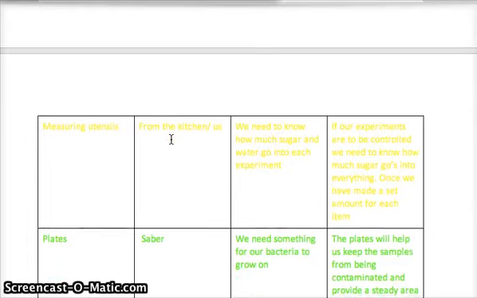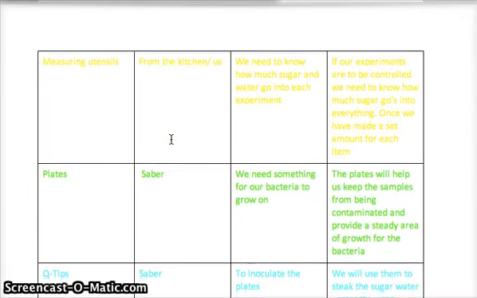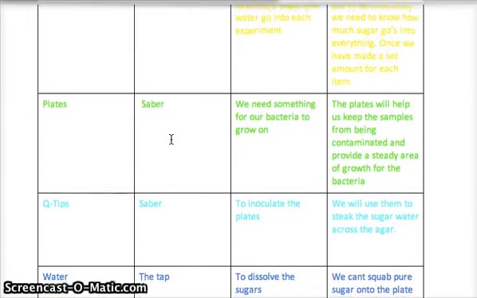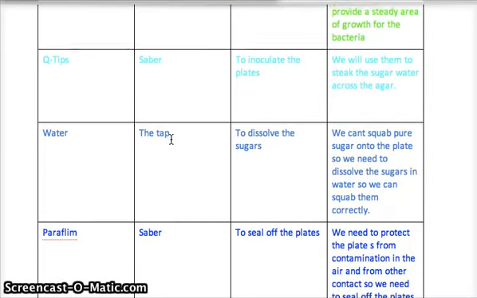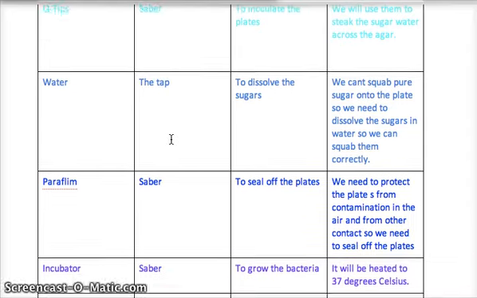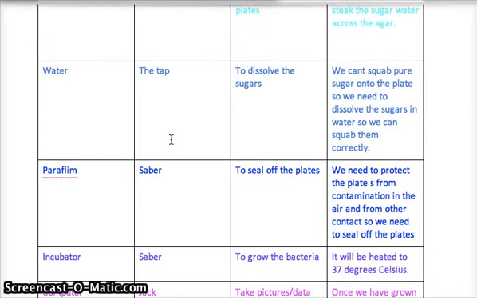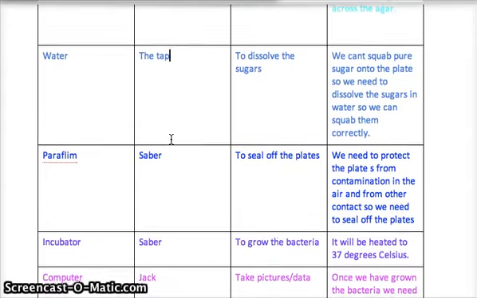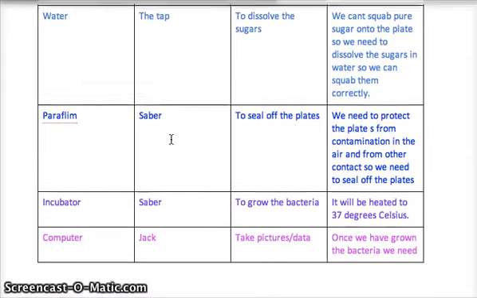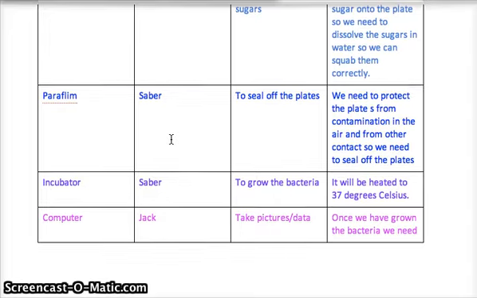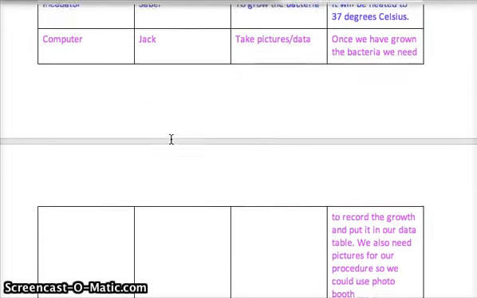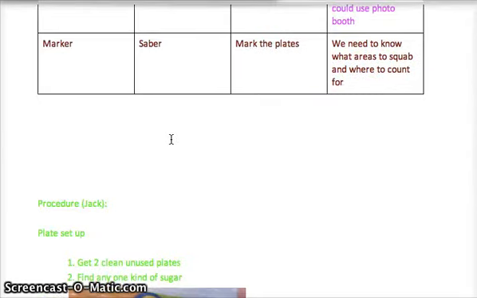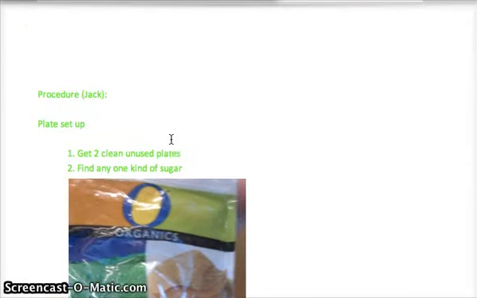Measuring utensils for measuring out the water that we add and the amount of sugar. Plates or petri dishes from our science teacher Saber. Q-tips to act as the inoculating brush onto our plates. Water obviously to dissolve the sugars because we can't add it straight onto the petri dish, parafilm to seal off the plates when we put them into the incubator, an incubator to grow the bacteria, and a computer to take pictures, data, and obviously the strain test. And a marker to mark the plates so we know what they are.